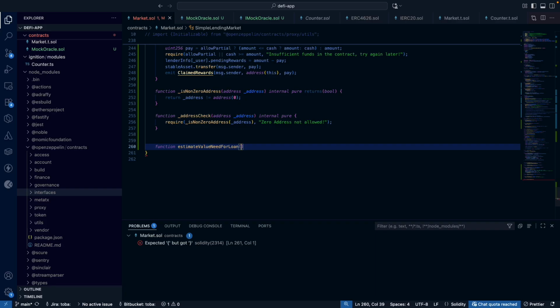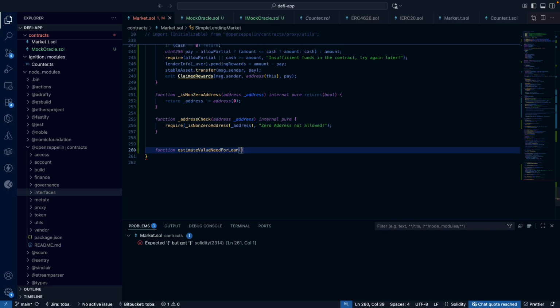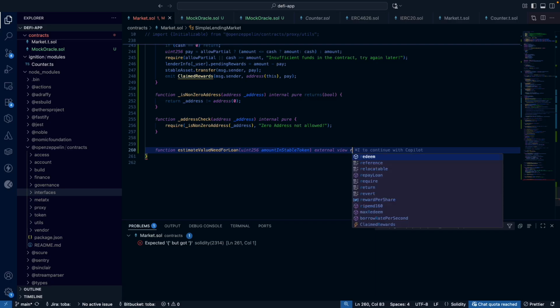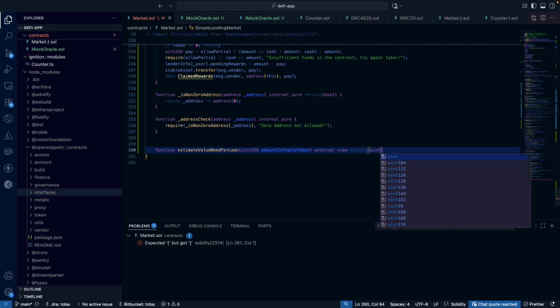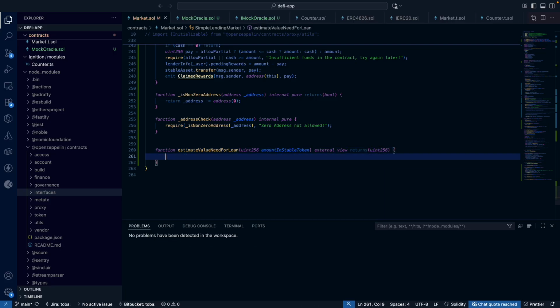Now, what does this do? It takes in a uint256 amount in stable token, external view returns a uint256. I'm going to make this public actually. Why? Because sometimes the person might need to call this just to know. So we're going to make it a utility function.